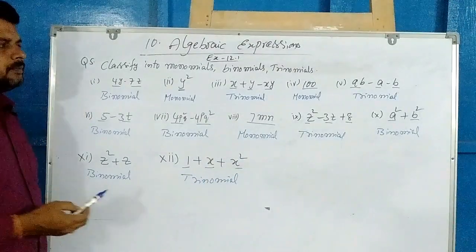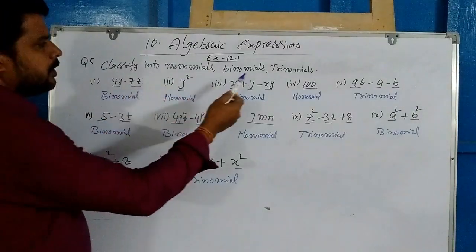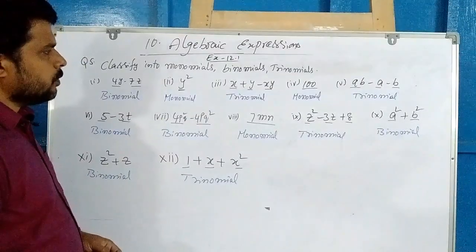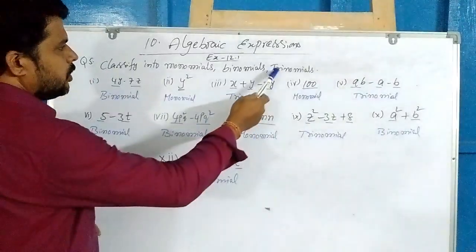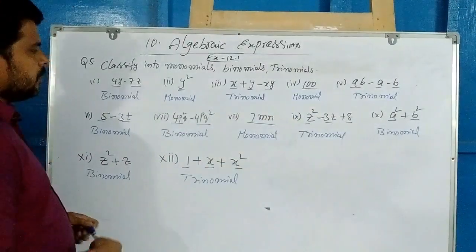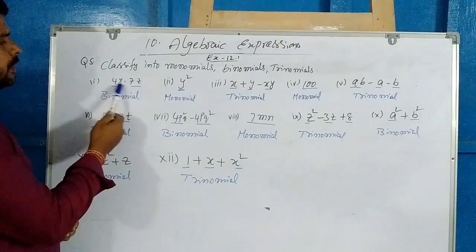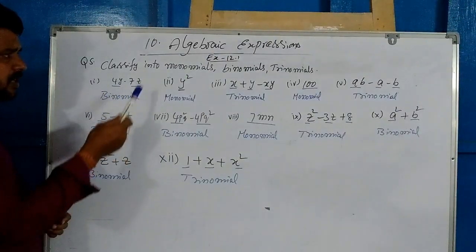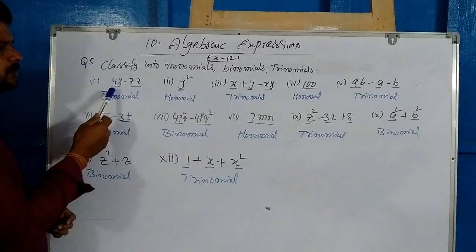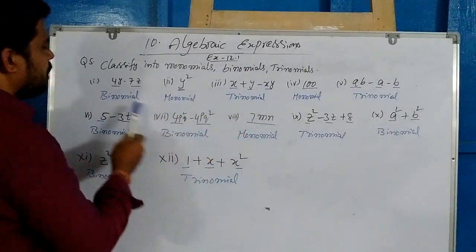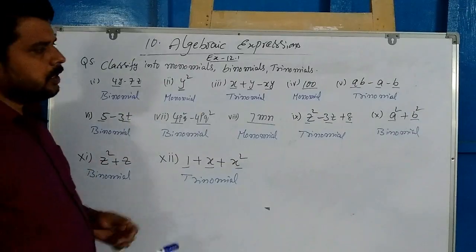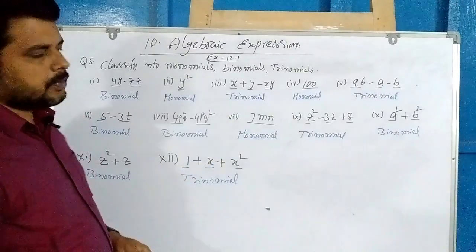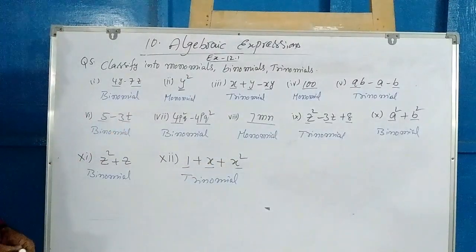So fifth one, very easy. Find out monomials, binomials and trinomials. Monomials means only one term. Binomials means 2 terms. Trinomials means 3 terms. Now first check the terms. How many terms are in the algebraic expression? So find out first how many terms are in the algebraic expression. 2 terms, binomial; single term, monomial; 3 terms, trinomial. So fifth one answers.